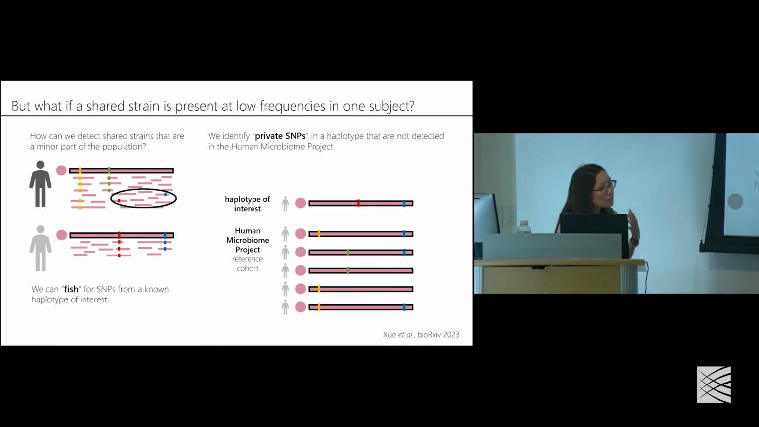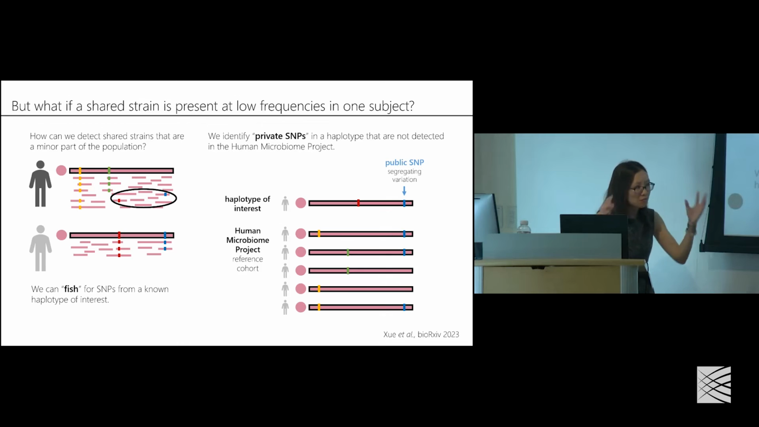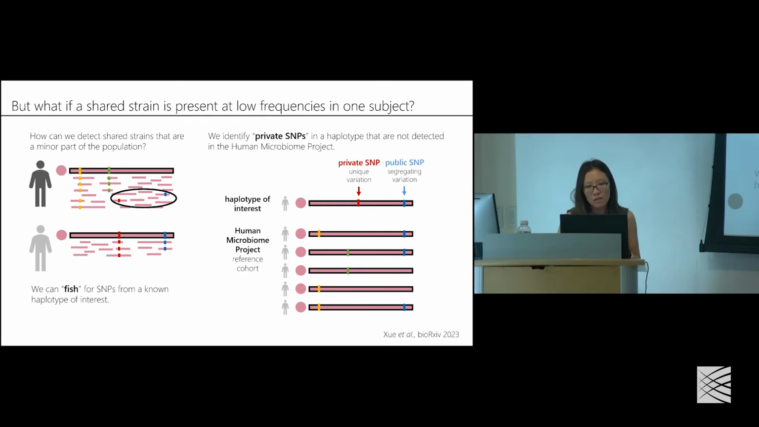And so the idea here is that this is a reference cohort. And so we can identify sites in that haplotype that are what we call public SNPs. So these are sites of just generally segregating variation. And so these are sites where many strains carry polymorphisms. We can also identify sites that are private SNPs. And so these are sites of unique variation that are really characteristic of our particular haplotype of interest.